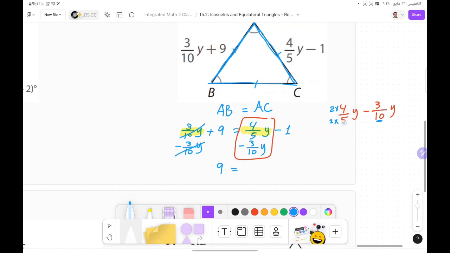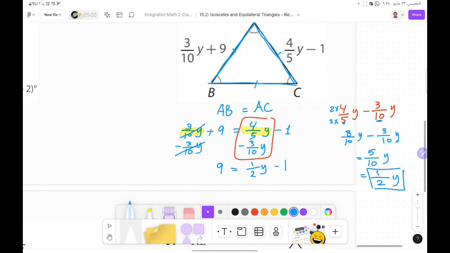For sure, when I multiply the denominator by any number, I have to multiply the numerator by the same number. So 2 times 4 is equal to 8, and 2 times 5 is equal to 10. So 8 over 10y minus 3 over 10y. Now do they have the same denominator? Yes. Let's subtract them. 8 minus 3 is equal to 5 over 10y. 5 divided by 10 is equal to 1 over 2y. So after you subtract them, it is 1 over 2y minus 1.